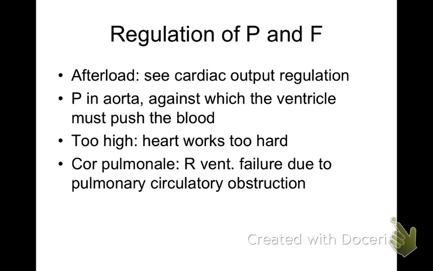This is one of the main problems with pulmonary embolism. You've got this blockage in the pulmonary circuit and the right side fails because the right ventricle is just not adapted to creating such a high pressure.